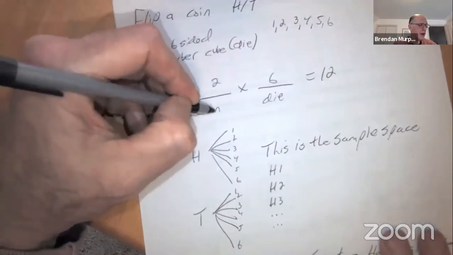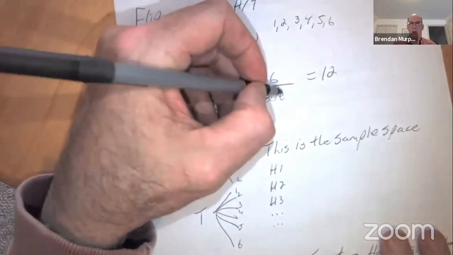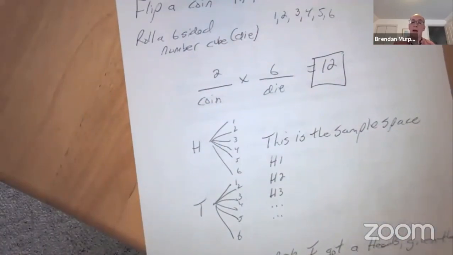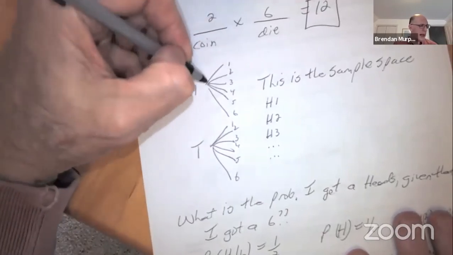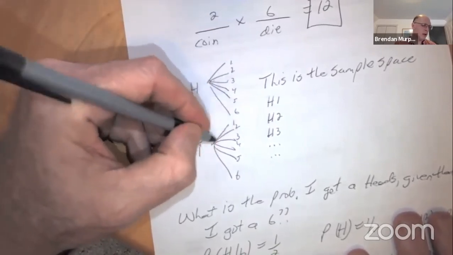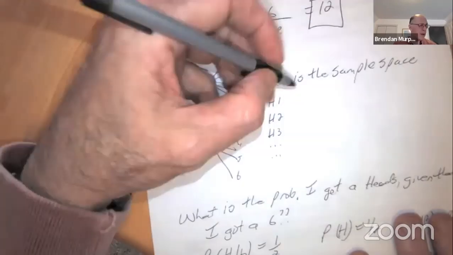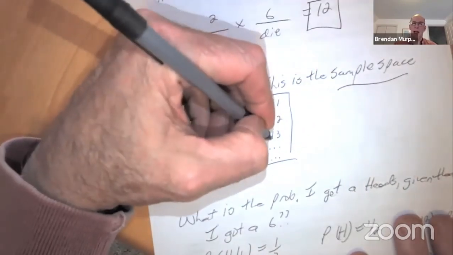So there's two outcomes when I flip my coin. I either get heads or tails. There's 6 outcomes when I roll my six-sided number cube or die. So there's a total of 12 different outcomes when I flip my coin and roll that die. So I drew a little diagram down here. Sometimes I call this a probability tree diagram. I can get a heads and a 1, a heads and a 2, a heads and a 3, heads and a 4, et cetera, et cetera. I can get a tails of 1, tails of 2, tails 3. Those are my 12 outcomes. If I were to list out my 12 outcomes, I would call that my sample space: heads 1, heads 2, heads 3, etc.